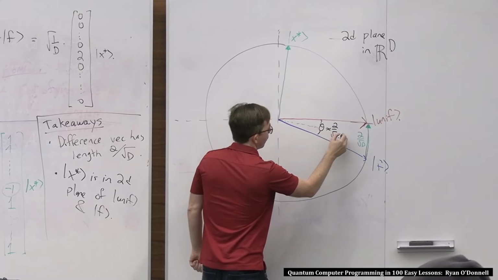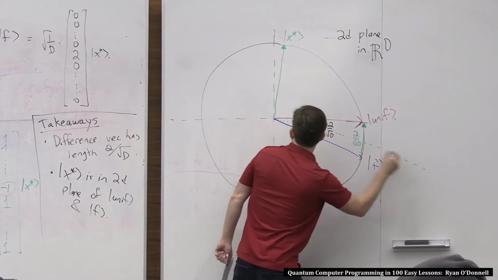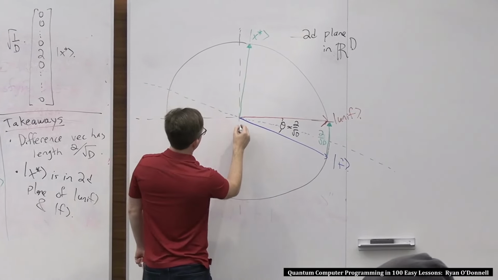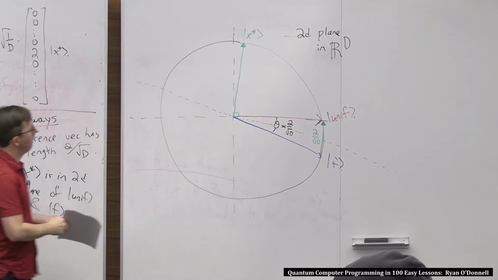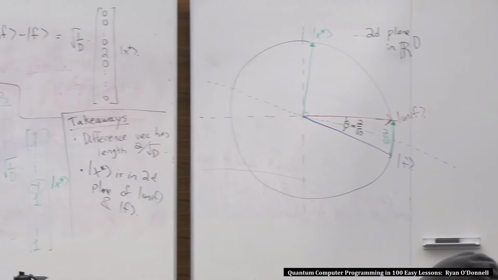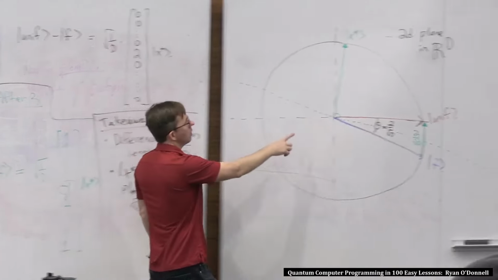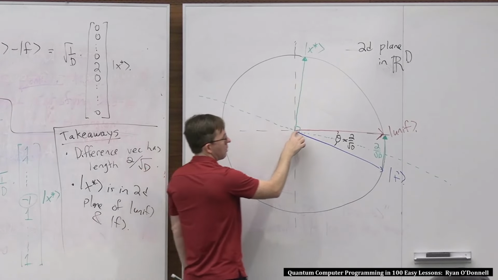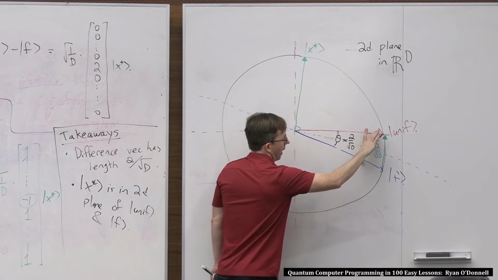Cuts it kind of exactly in half. That's a right angle. So how do I know that the plane perpendicular to ket x star, when intersected with this board, splits this exactly in half?